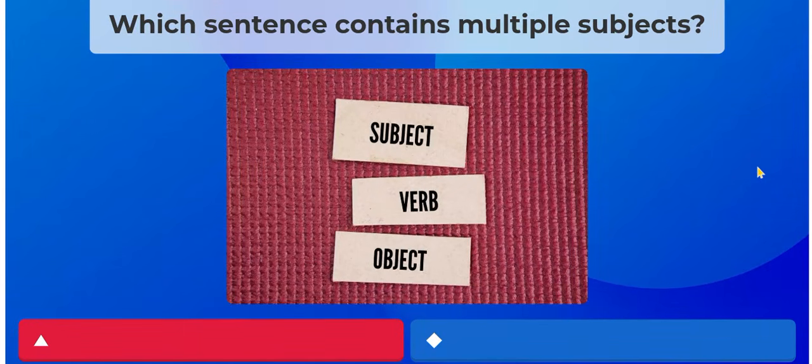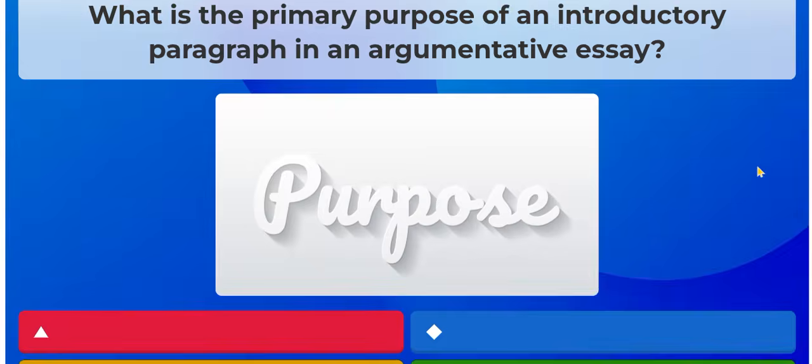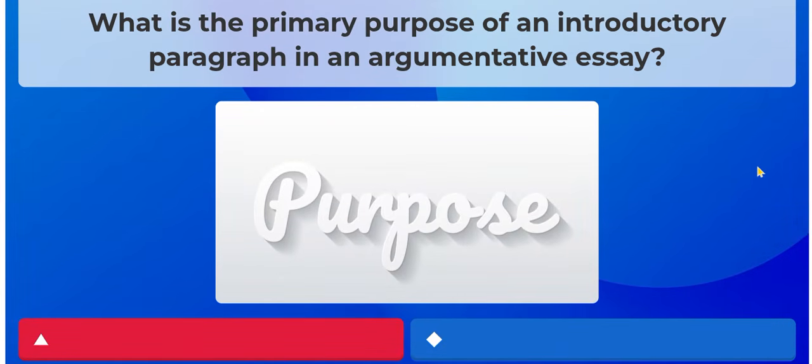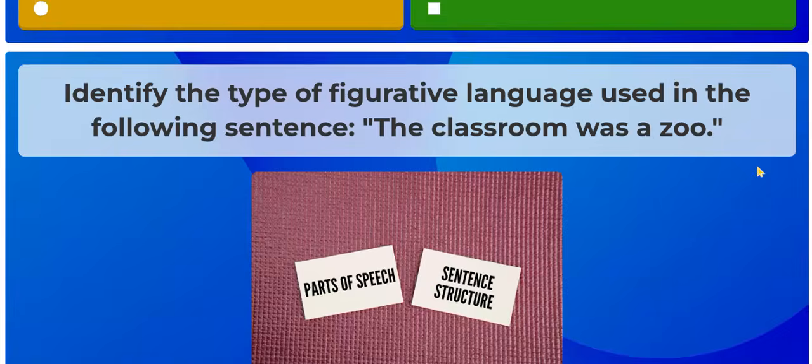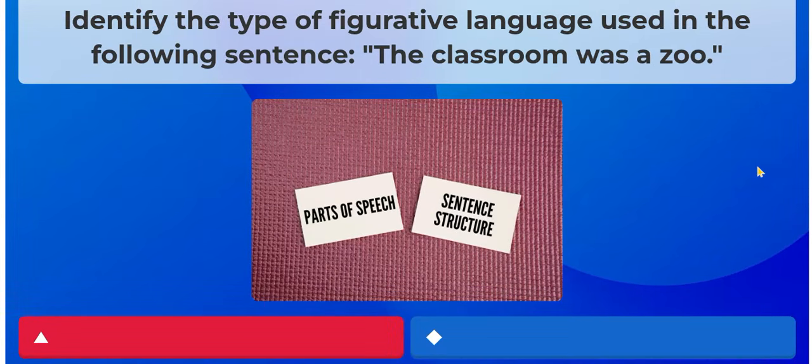Which sentence contains multiple subjects? What is the primary purpose of an introductory paragraph in an argumentative essay? Identify the type of figurative language used in the following sentence. The classroom was a zoo.